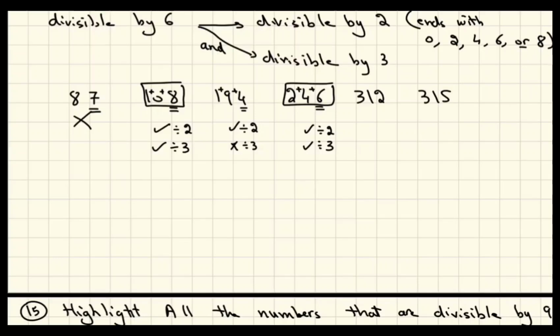Now 312 has a 2 at the end, so it's divisible by 2. Let's check if it's divisible by 3. 3 plus 1 is 4, plus 2 is 6. 6 is divisible by 3, so this number is divisible by 3. Since it's divisible by 2 and 3 at the same time, it means it's divisible by 6.